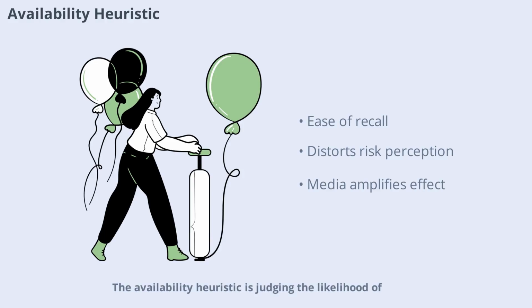The availability heuristic is judging the likelihood of events based on how easily examples come to mind. Dramatic events like plane crashes or shark attacks are overestimated because they're vivid and memorable, often amplified by media coverage. This heuristic can lead to distorted perceptions of risk and frequency. Understanding the availability heuristic helps us make more balanced decisions.